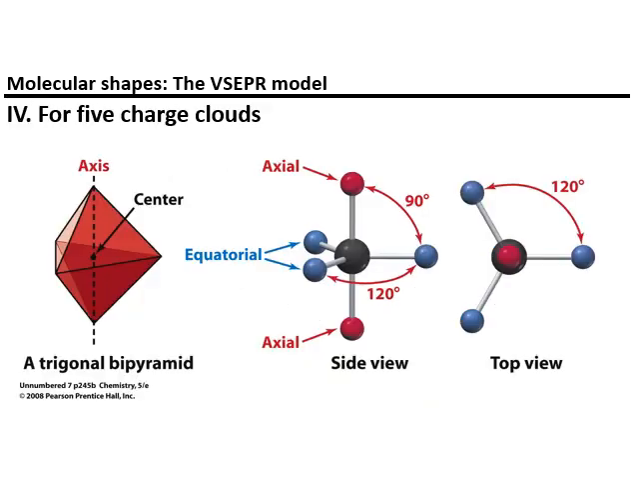Okay, for 5 charge clouds, the electronic geometry is always going to be trigonal bipyramidal. You have 2 pyramids. One points up to the red sphere at the top, and one points down to the red sphere at the bottom. Let's go now to the next slide.